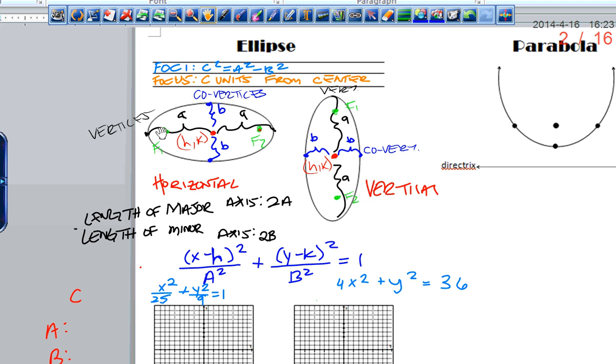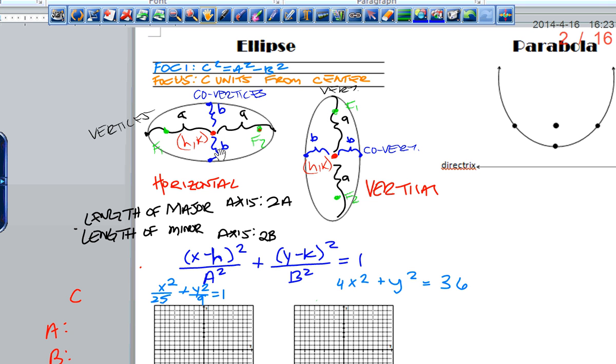So the picture, we got this a right here. That's the square root of that number. B is the square root of that number. And same thing for vertical, it's just flip-flop. If it's vertical, it's going to be the square root of a that's underneath the y, and then b would be underneath the x. H and k are still the middle, just like circles.